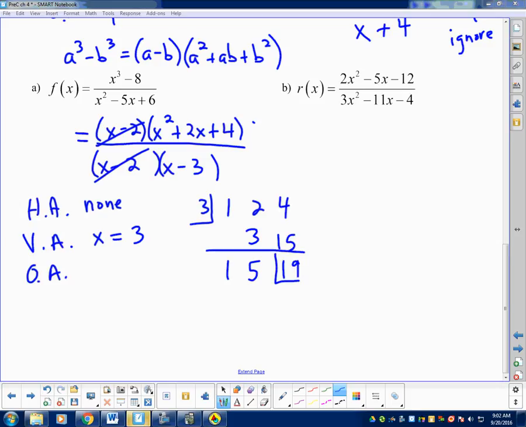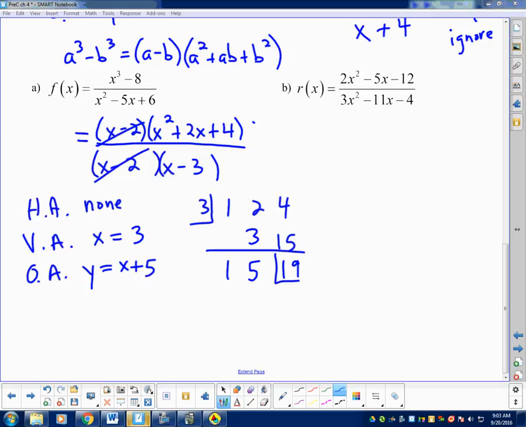And so what is my oblique asymptote based on my long division or synthetic division here? Y equals x plus 5. Right? Okay. Y equals x plus 5. Ignore the remainder. What you're ending up with is this linear function is what this graph would approach as x goes to infinity. Okay. So do the long division.